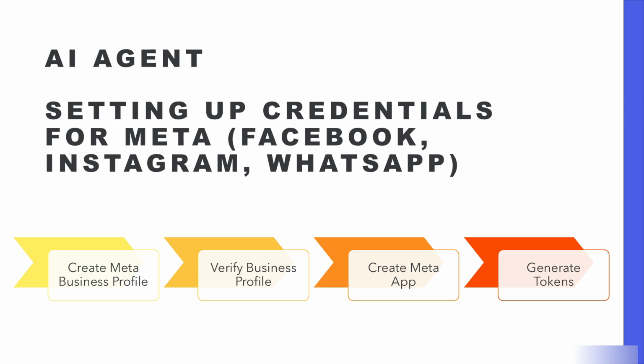So let's get started. First of all, there are some prerequisites. We need to create a Meta business profile. Then you need to ensure your business profile is validated, meaning verified by Facebook or Meta. Then we will create a Meta app, and then we will generate the tokens. Tokens are very important.